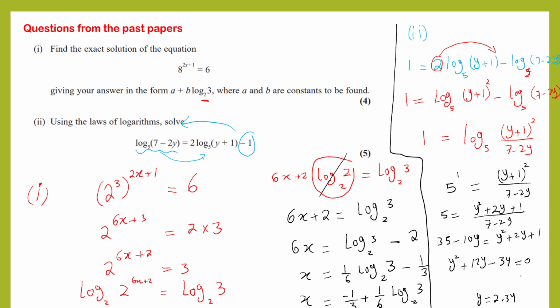So now we're done with this one. y equals 2.34 after factorization for solving. You can make sure by substituting the value here, then if this side is equal to this side, it means you have been successful. Let's move to one more question.